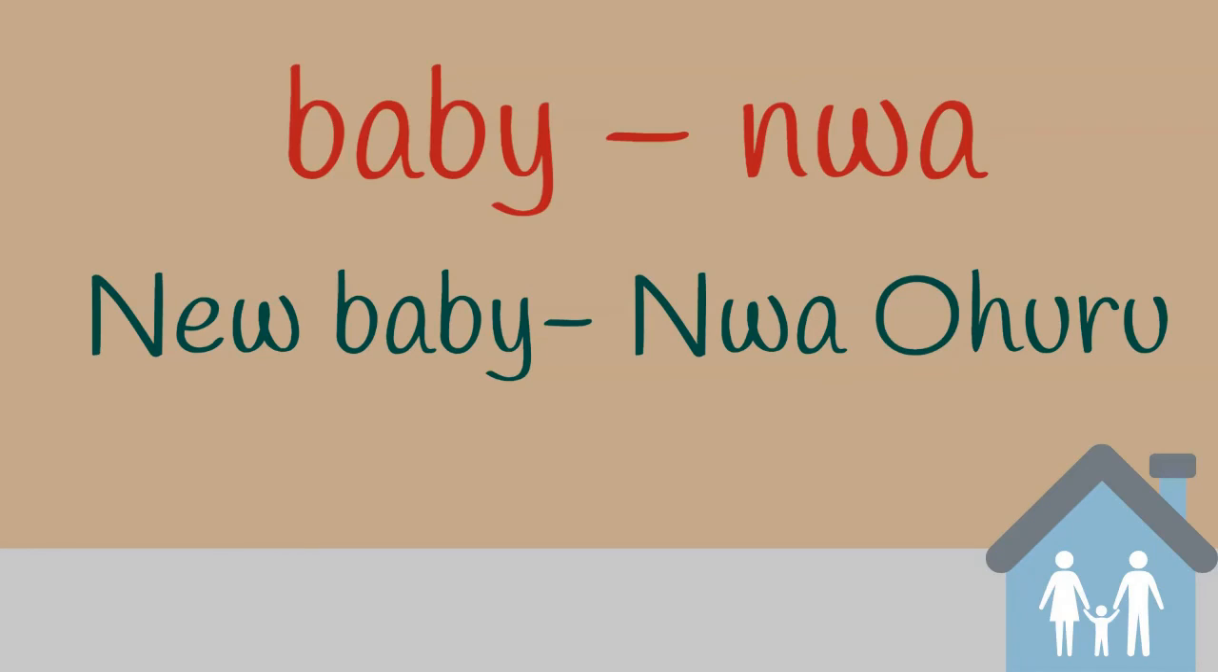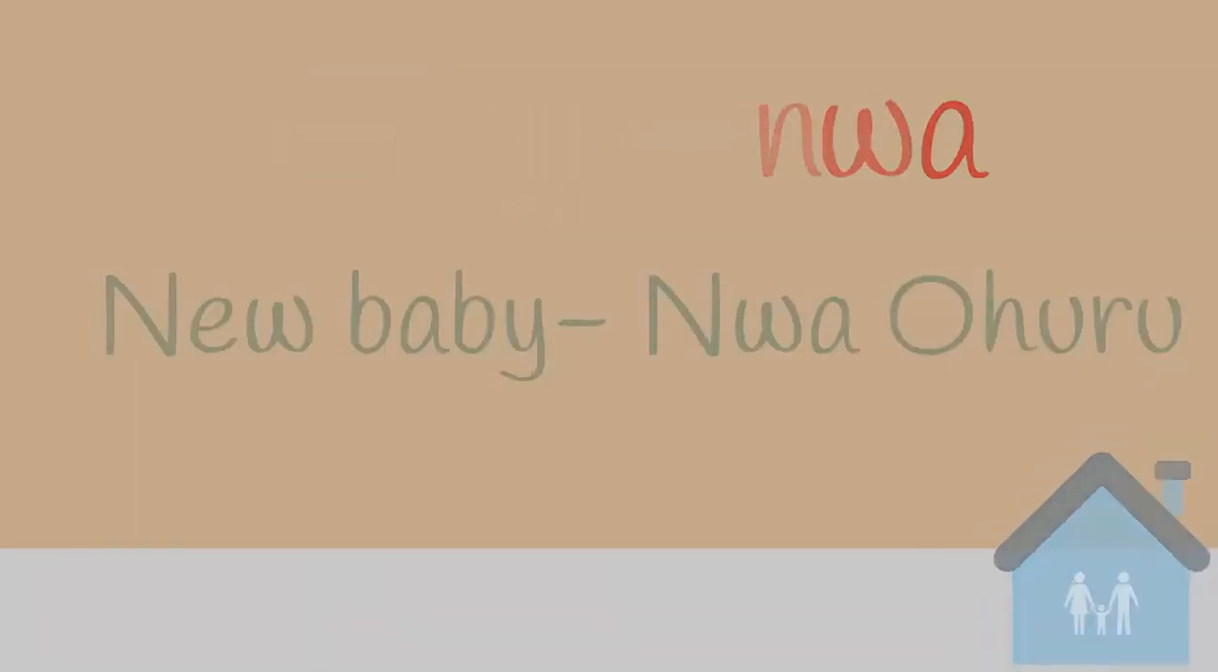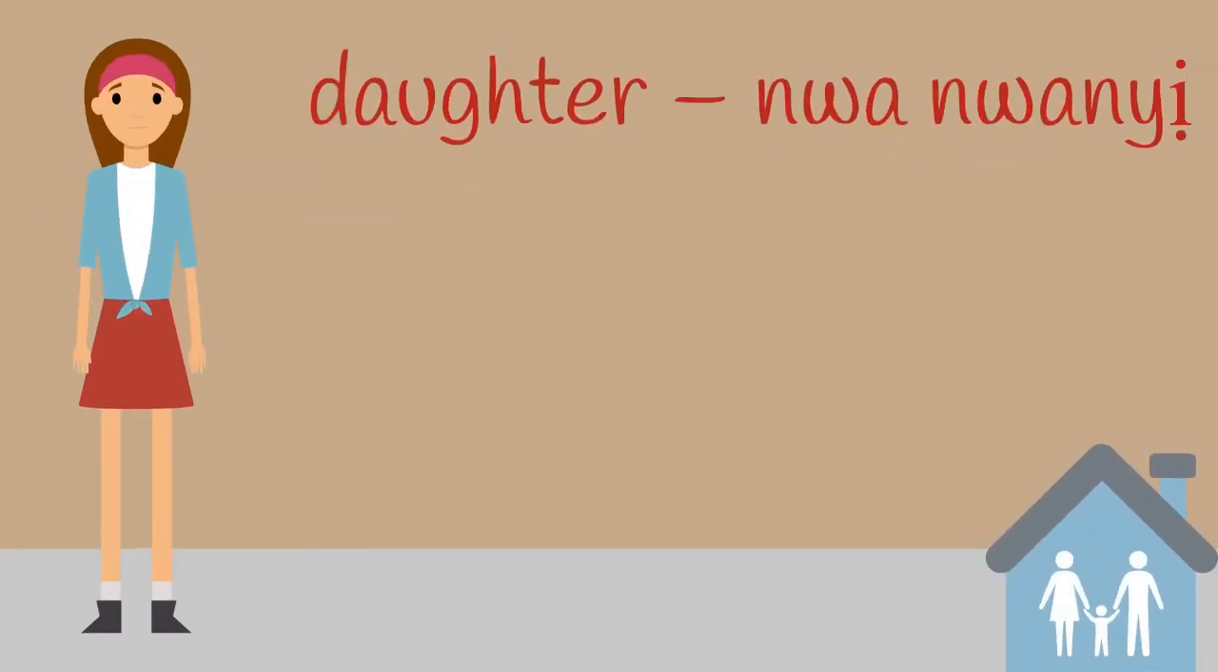Baby is nwa. Baby, nwa. My baby, nwam. Nwa is baby. A new baby is nwa ohuru. So baby is nwa. Daughter, nwa nwanyị. That is a baby or a child that is a female.